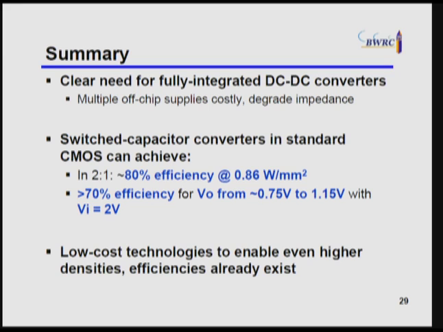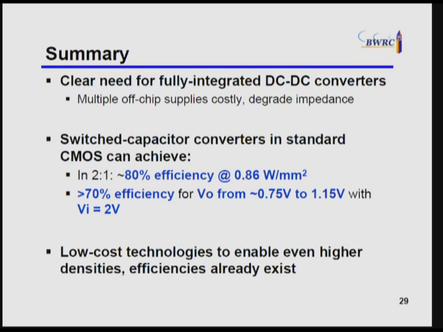So with that, I just wanted to briefly summarize. And as I think you've heard several times this morning already, there's a very clear need for fully integrated DC to DC converters, because basically using multiple off-chip supplies is too costly either from a sheer sort of component count standpoint or from the standpoint of the impedance that you get distributing into your chip. So really the main take-home message that I'd like to give here is that if you look at what switch capacitor converters can achieve, even in standard CMOS processes, I think the numbers are really quite promising.